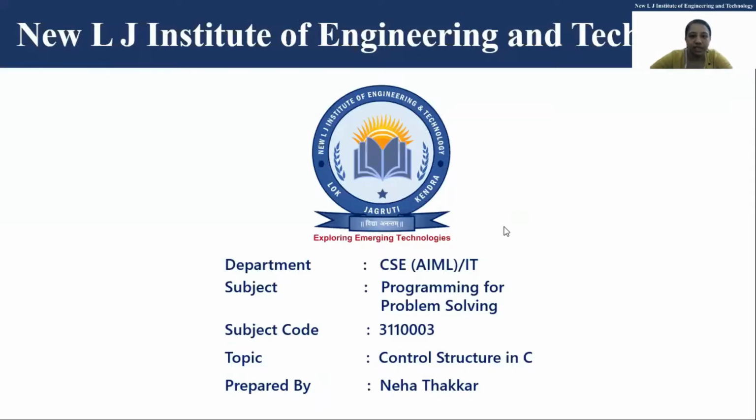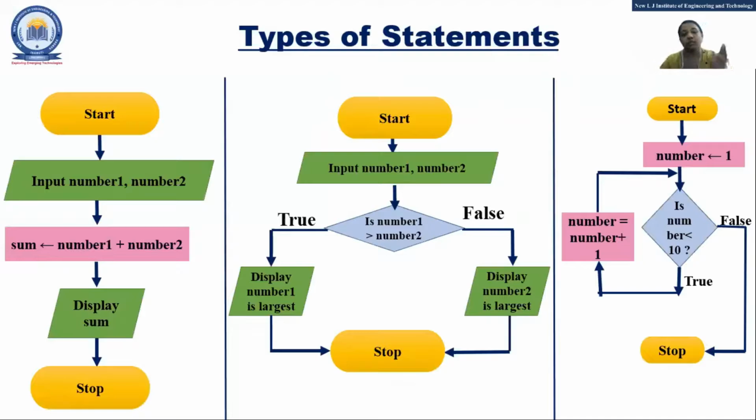As we have seen in a flowchart, I have given the types of statement examples here. You can see that there are mainly 3 types of statements to be used. The first is simple, that means sequence. You can see it in the first flowchart. All the statements are executed in a sequence: first it starts here, then the first statement input is executed, then this, then this, and then it stops.